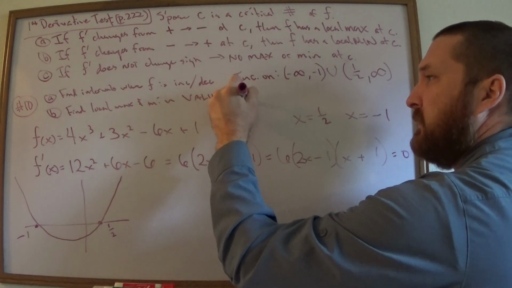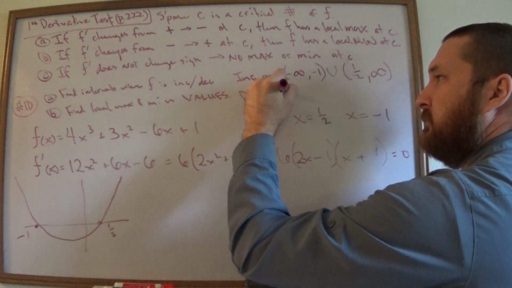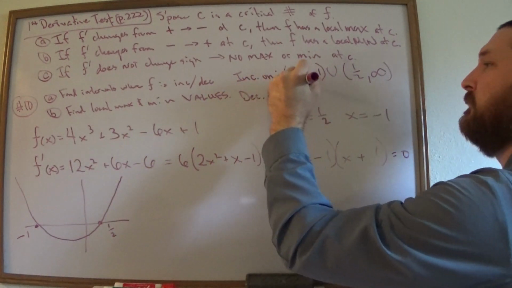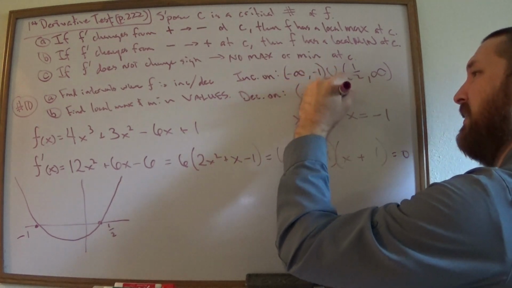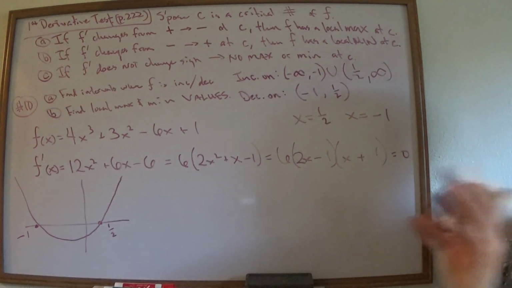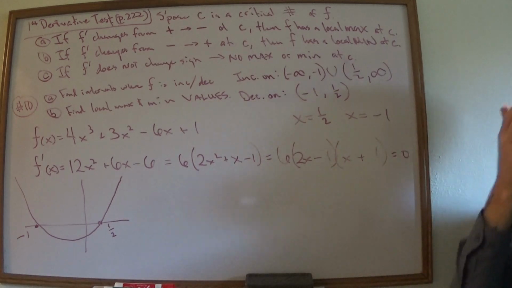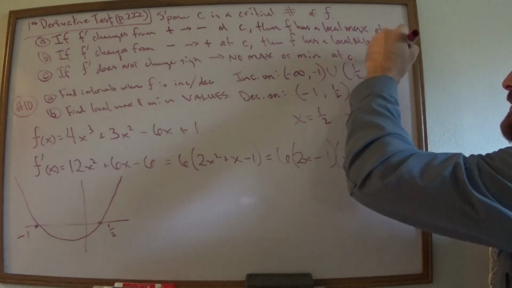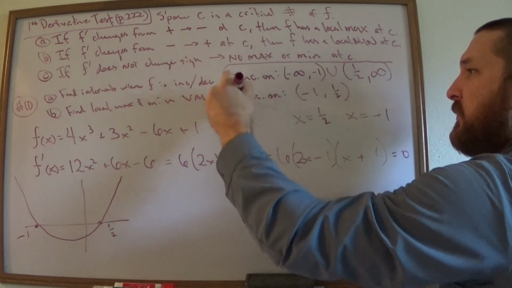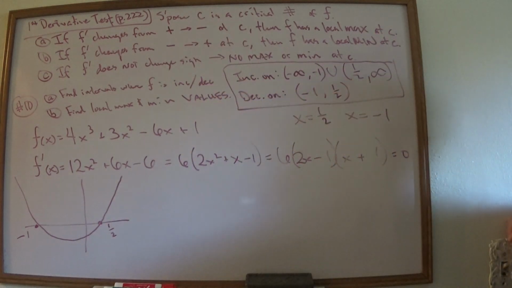Where is it decreasing? From -1 to 1/2 with soft brackets, because at those points it's not increasing or decreasing, it's staying put. Okay, so that's the first part. That's the answer to part A.